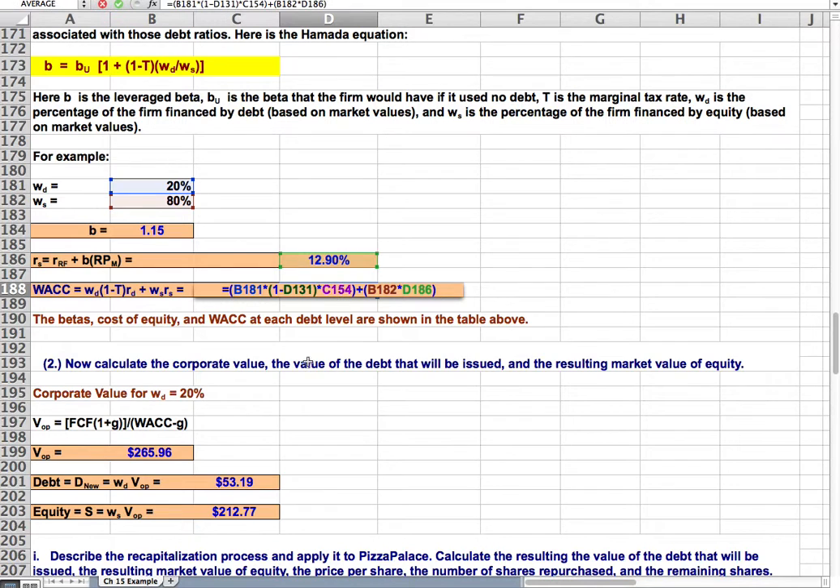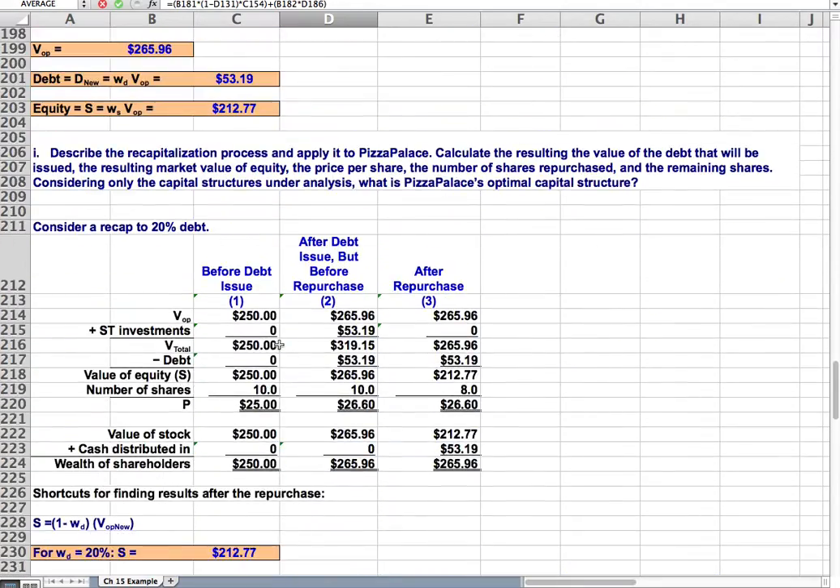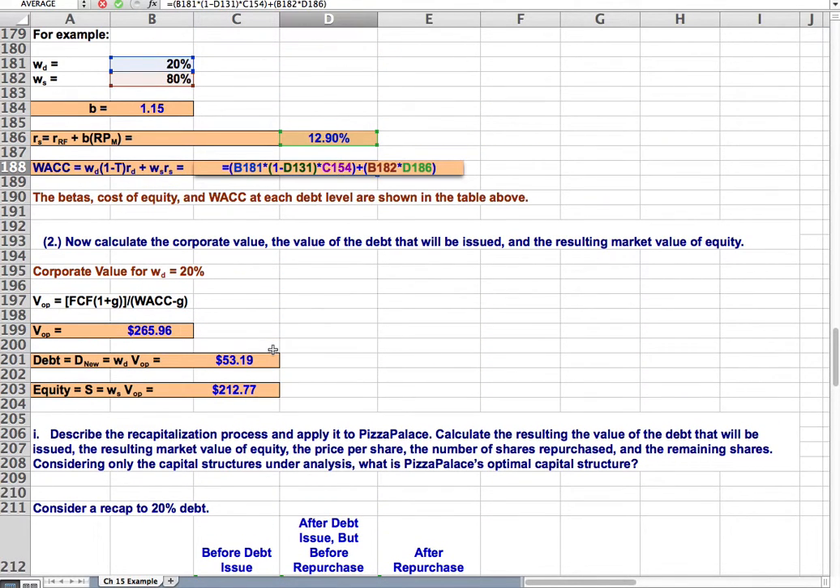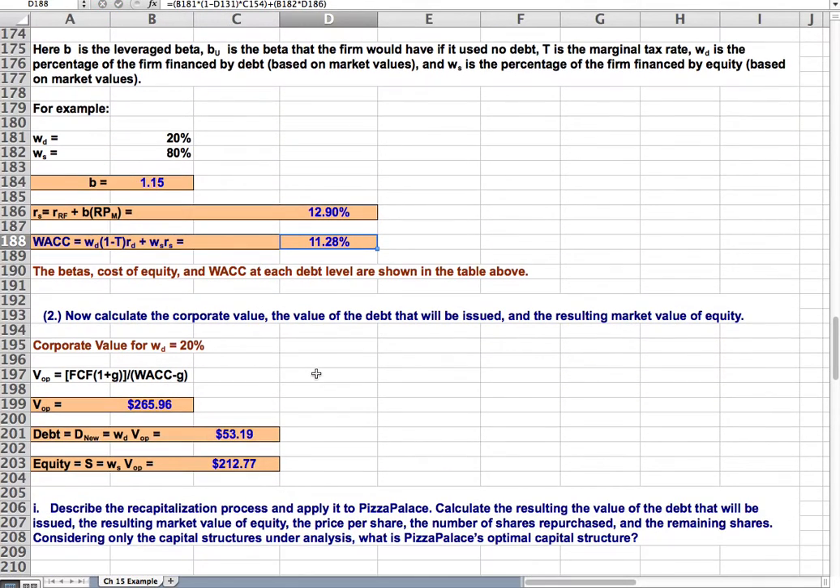And our weighted average cost of capital is B181, 20%. Then you have to affect it by taxes times C157. C157 was what we were giving for the rate of debt with 20% debt. Plus B182, so 80% in stock, and our cost for stock is 12.9. So that whole thing, weighted average cost of capital is 11.28, right?